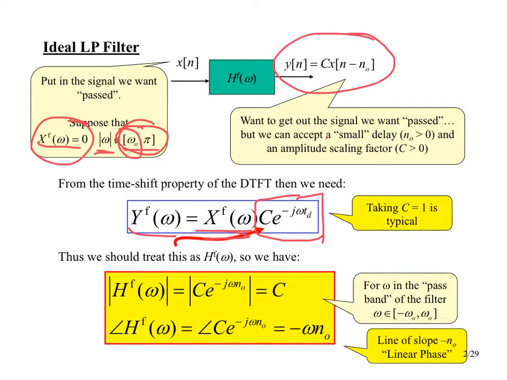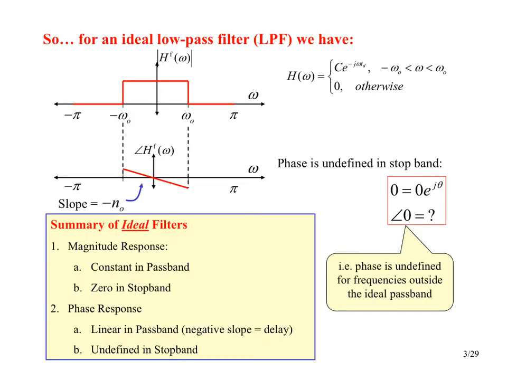So for omega in the passband of the filter, from minus omega 0 up to omega 0, we want the magnitude of this to just be equal to c, and we want the angle or the phase of this frequency response to just be the phase of this thing. Taking c greater than 0, the angle of c is 0, so we just have the angle of this, which is just minus omega n0. So the phase of the filter is just a line as a function of omega with a 0 intercept and a slope of minus n0. So the amount of delay that we're allowing sets the slope of this linear phase. And that's a very fundamental result.